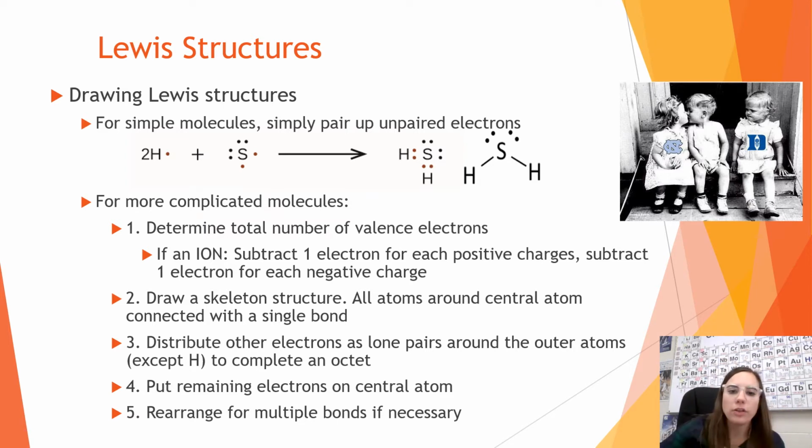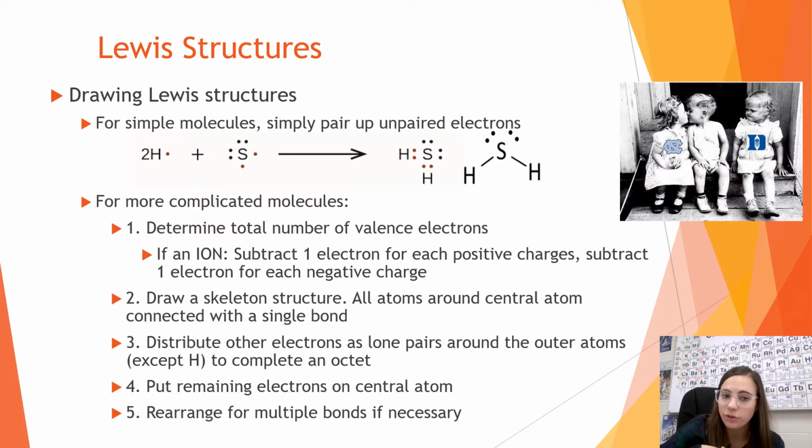So you're going to add up all the valence electrons. If it happens to be an ion, you would add or subtract however many. If it's got a positive charge, you would take off that many electrons. If it has a negative charge, you would add that many electrons. Then you're going to draw a skeleton structure. So you're just going to put the center atom, which is typically your least electronegative or the one that can make the most bonds, in the center, and then you're just going to connect it to all the outer atoms with a single bond. Then you're going to distribute other electrons as lone pairs on your outside atoms, unless it's hydrogen, because hydrogen can only hold 1.